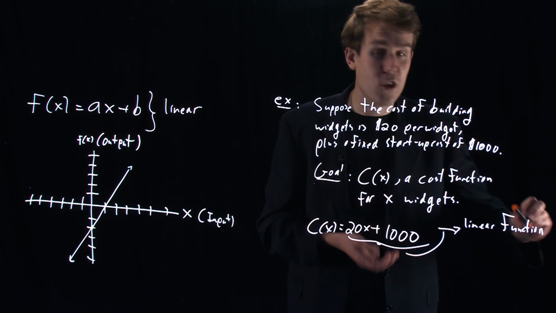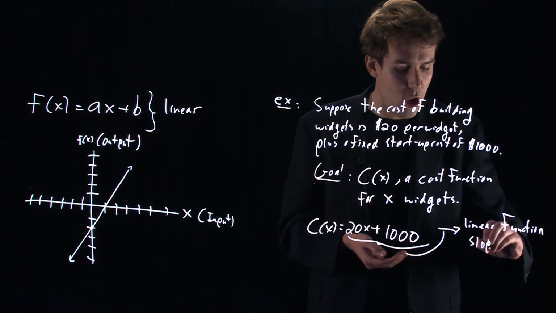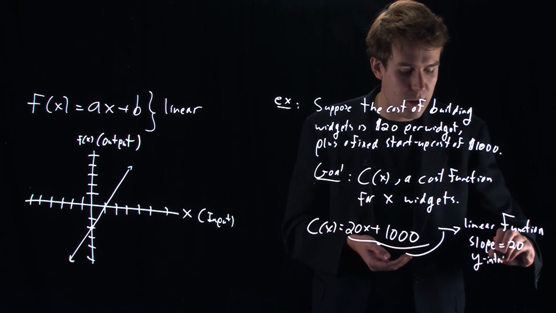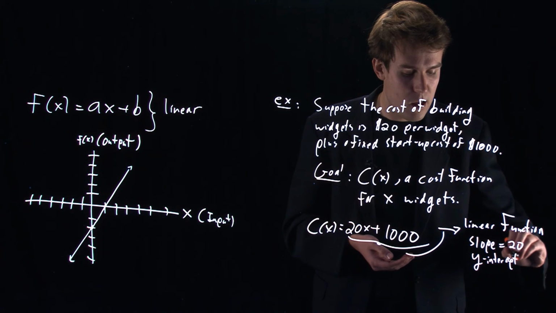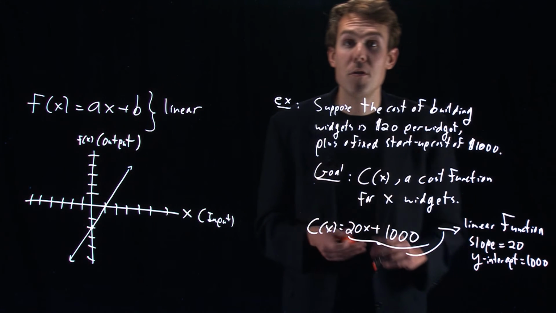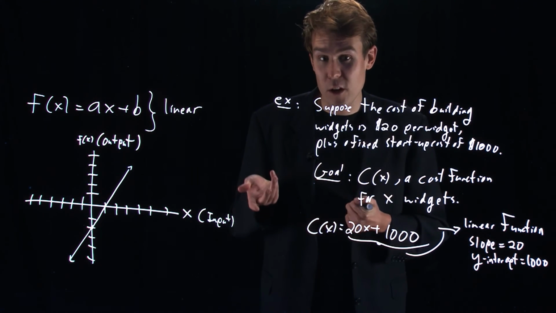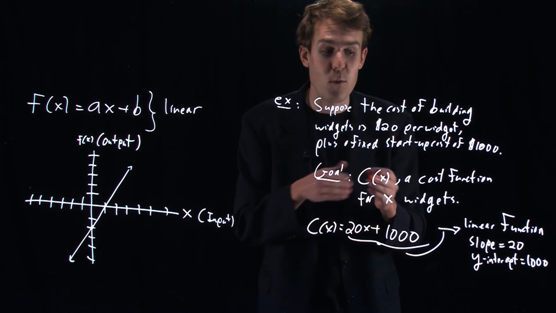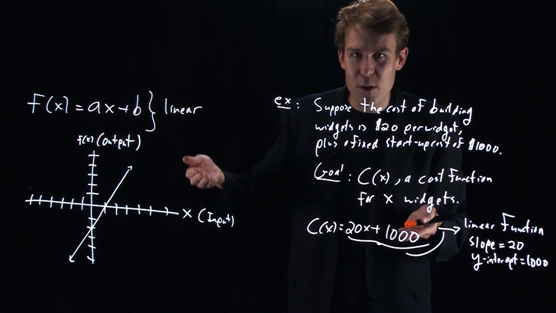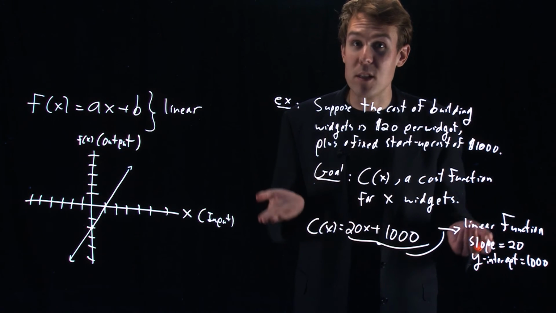And in fact, we can interpret it as having a slope and a y-intercept. The slope in this case is equal to 20, and the y-intercept is equal to 1,000. So this gives us insight into what types of problems admit linear functions. Well, in this case, we had a fixed startup cost, 1,000, and then for every additional unit, I just had a fixed cost of 20. So it's somehow a simple model.